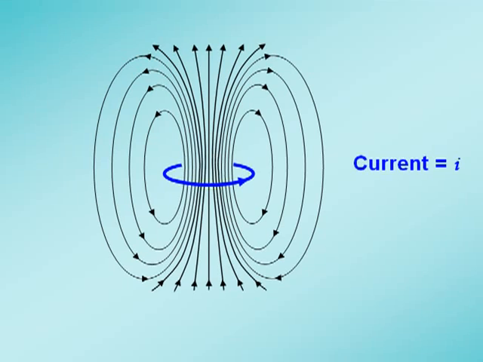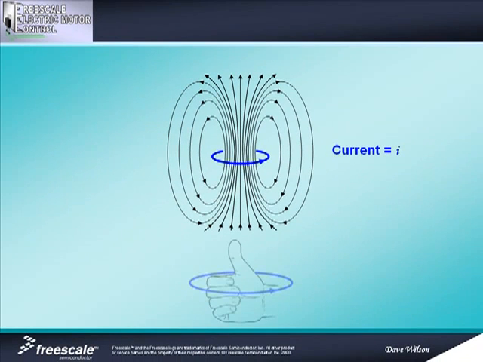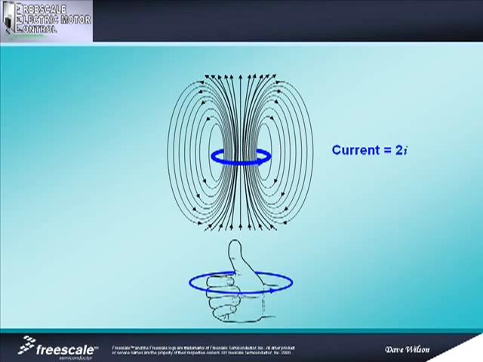So if you take your right hand and you curl your fingers so that they're pointing in the direction of current flow, and then extend your thumb like you were hitchhiking, your thumb will be pointing in the direction of the North Pole. Next, let's increase the current by a factor of 2 and see what effect that has on the flux. What we notice is that the flux will also increase by a factor of 2.